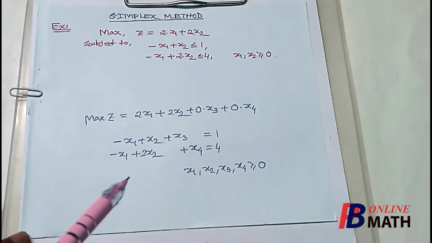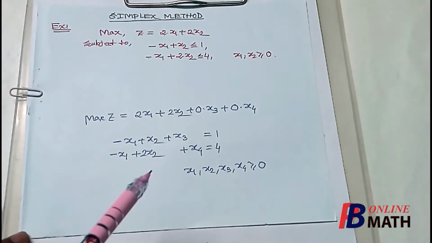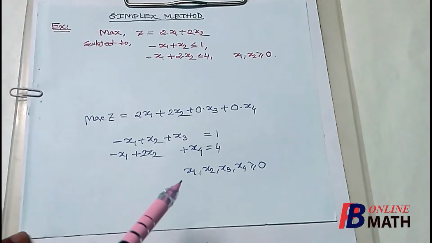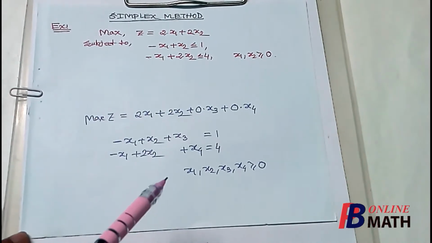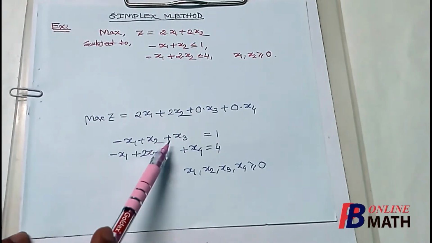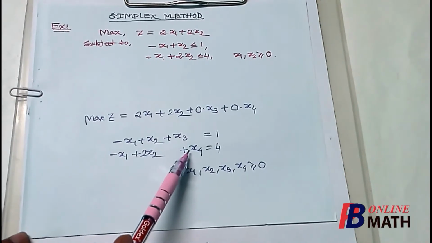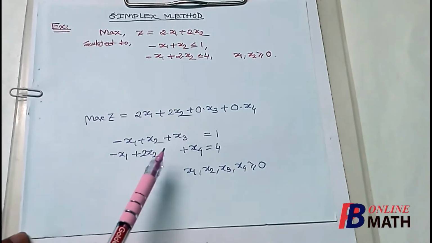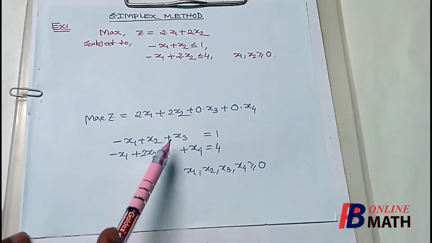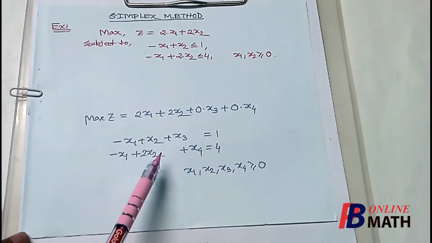Now here two constraints are given, so we shall select two basic vectors, and we know that we shall select the basis vectors in such a manner that these are unit vectors. So here we find that the third vector is unit vector 1 0 and the fourth vector is unit vector 0 1. So we shall select a3 and a4 as initial basic vectors.